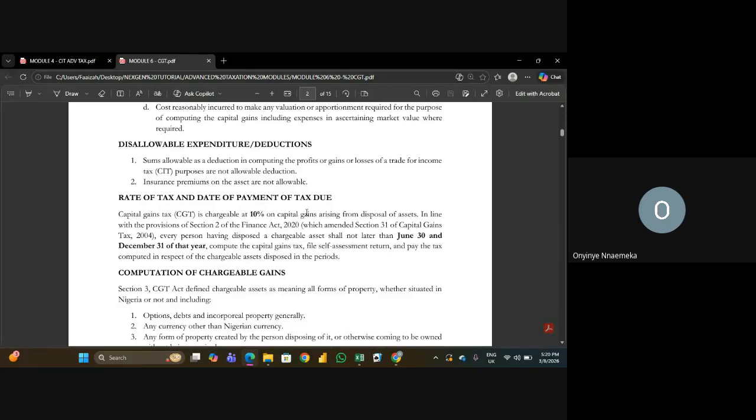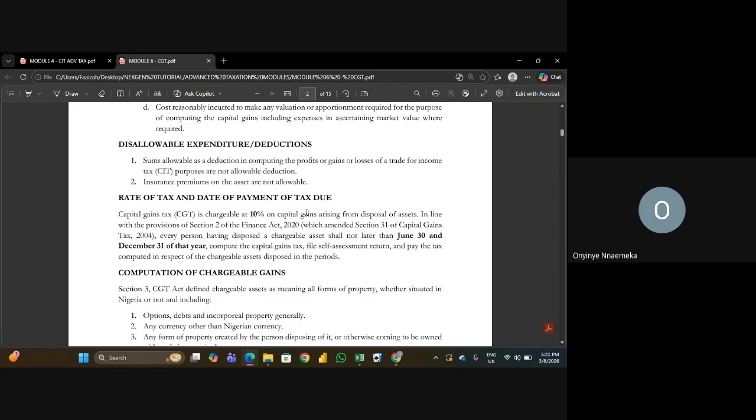If it falls between January to June, then they are expected to pay not later than June 30. But if it falls between July to December, they are expected to pay not later than what? December 31st of that year. Remember, CGT is what? Actual year basis. The profits or the gains, the tax on the gain for that year will be paid in that particular year.